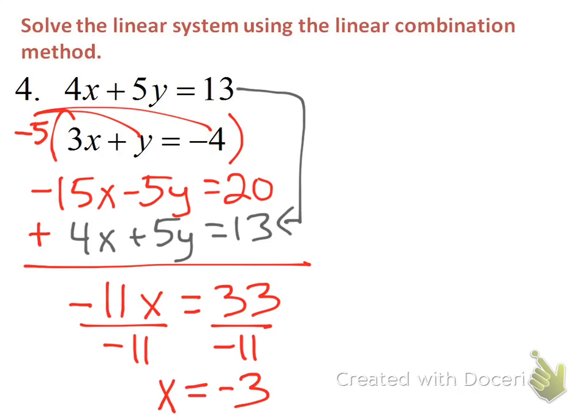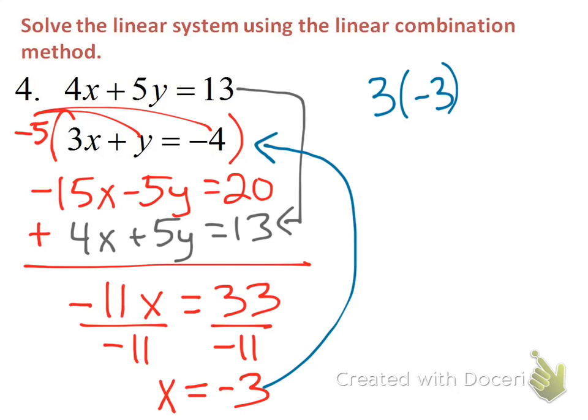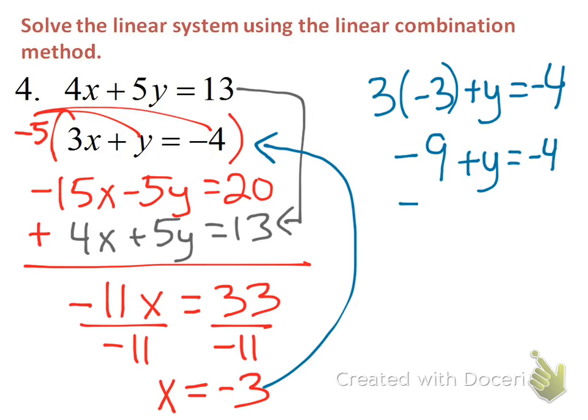Once you know one of the variables, plug it back in. I'm actually going to plug it into the second equation. I think that's going to be a little easier for us, since there's no coefficient on the y. So that's going to be negative 9 plus y equals negative 4. So I'm coming up with y equals 5.